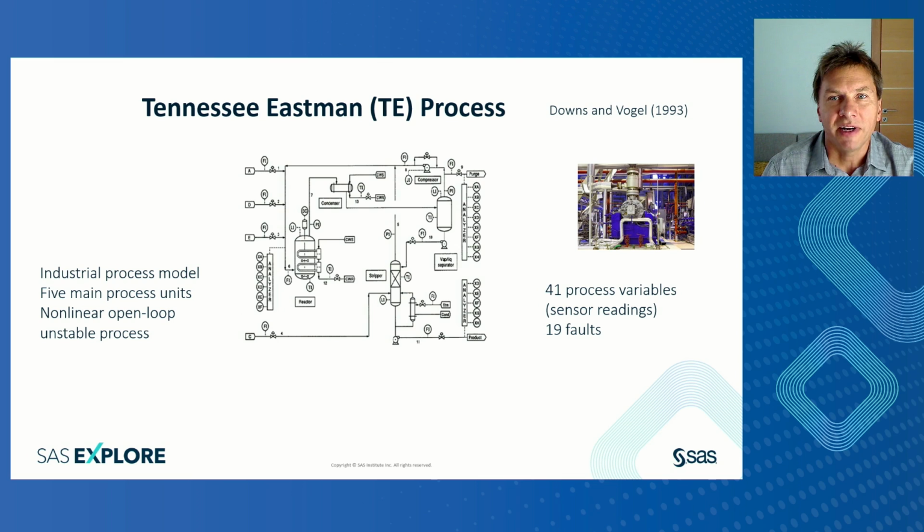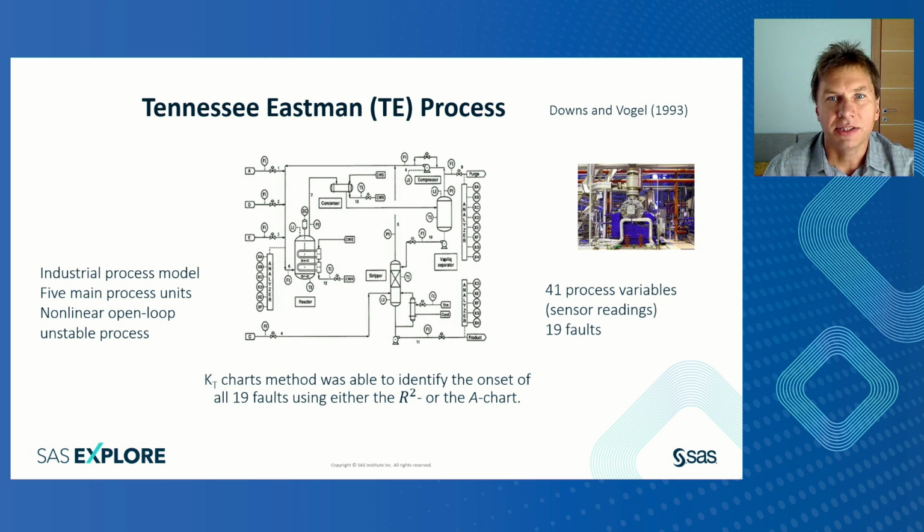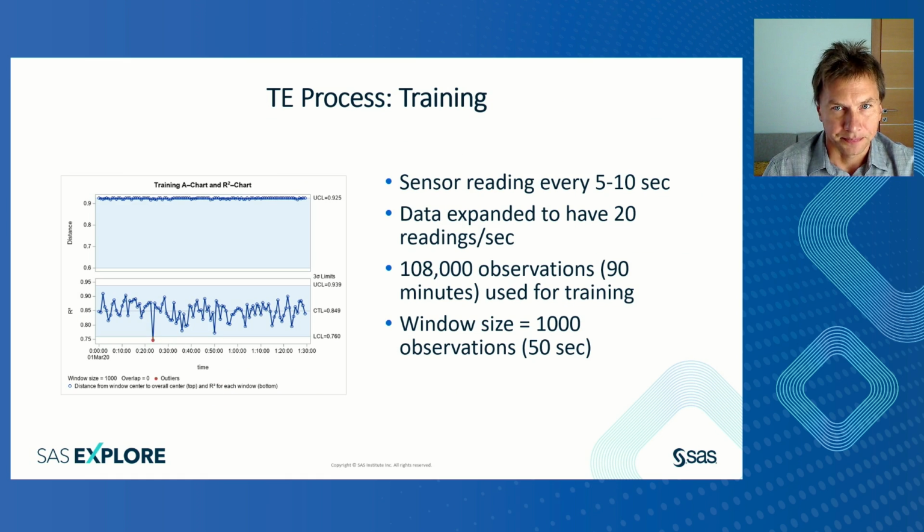The process has 41 variables that are sensor readings, and the simulation code can generate the stable process as well as 19 different faults. With KT chart monitoring method, we were able to identify the onset of all 19 faults using either the R-squared or the A chart. On this slide, you see the training charts generated by PROC KTTRAIN. Originally, the sensor readings happen every 5 to 10 seconds. We have expanded data to have 20 readings per second.